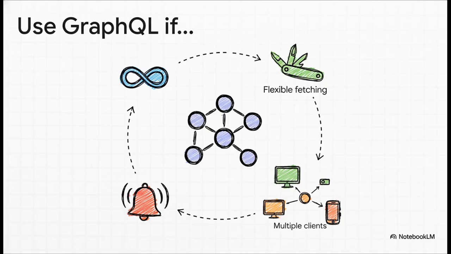But, on the other hand, you should seriously consider GraphQL if your application has more complex needs. If you're building for multiple clients, like a website, an iOS app, and an Android app, that all need slightly different data. If real-time updates are a core feature for you, or if you just want to empower your front-end teams to be more flexible. In those cases, GraphQL can be an absolute game changer.